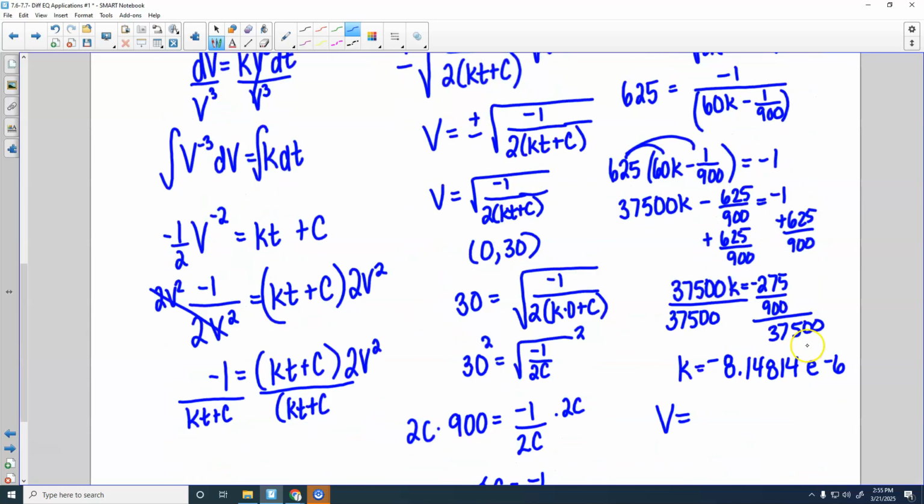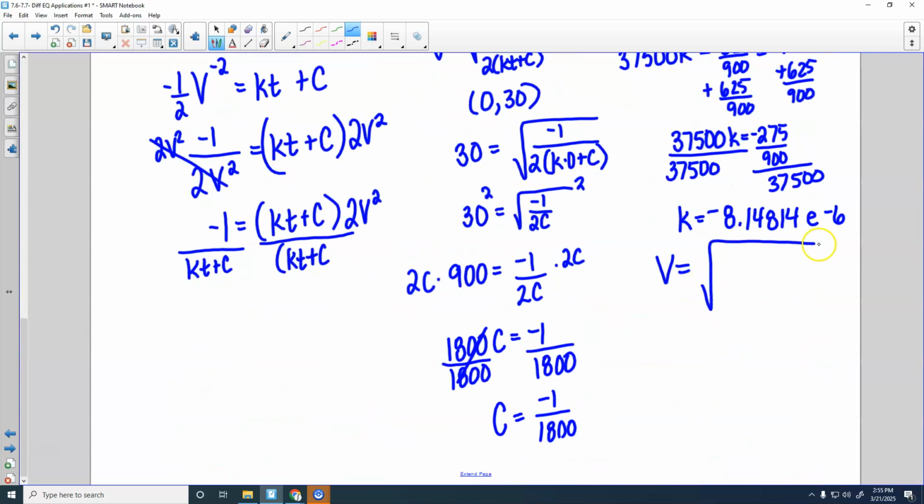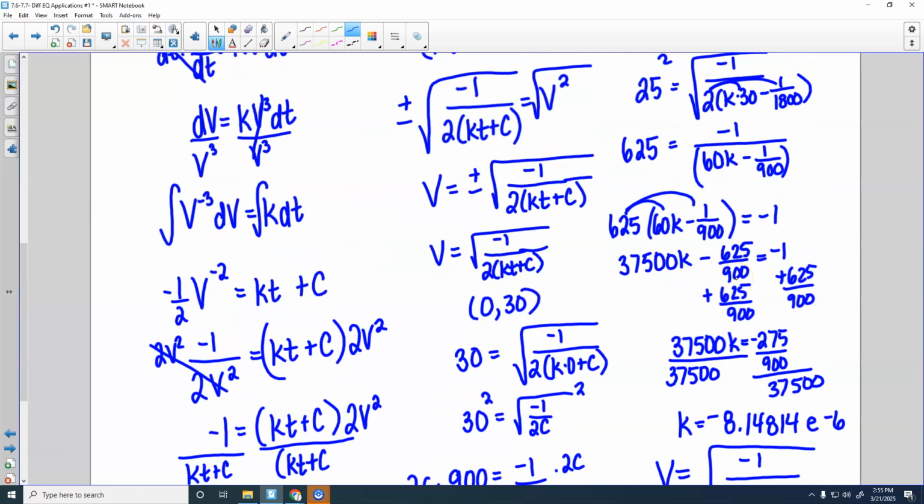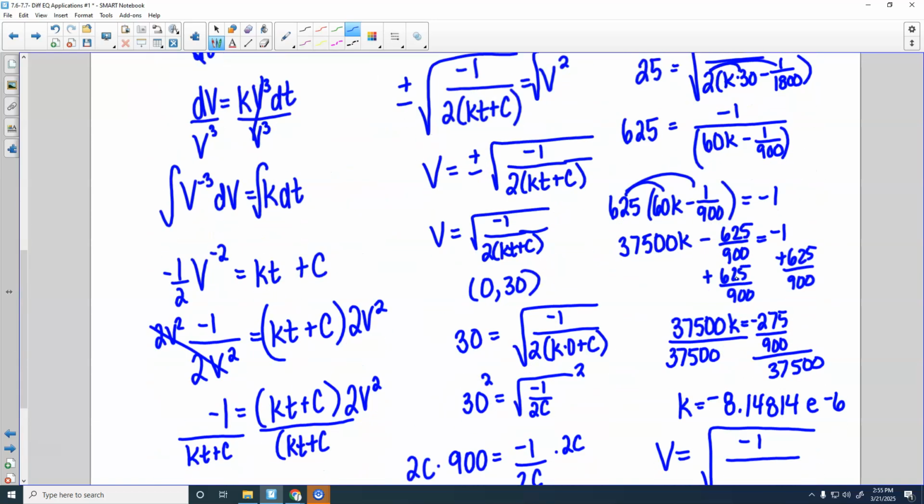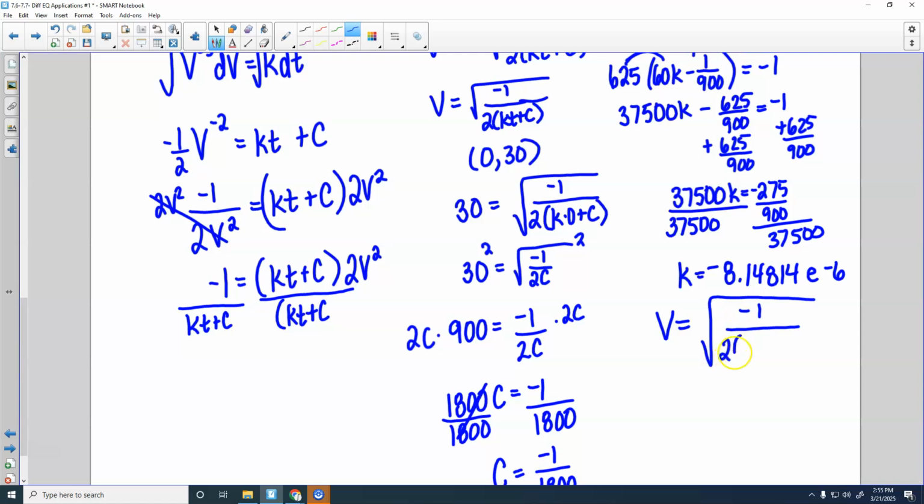We got V equals the square root of negative 1 over, let's see, well, where was my equation? 2 times, I'm just going to put K right here, but we know what K is. When I type it into Desmos, I'm going to use that full decimal for K. So it was KT minus 1 over 1800. So they're obviously going to have to give you this.